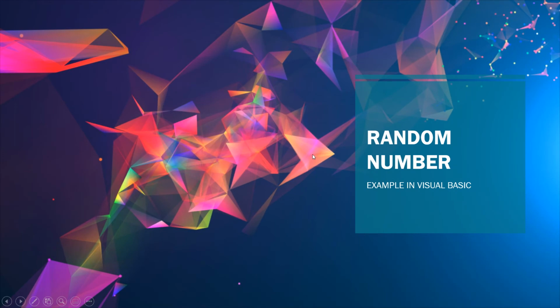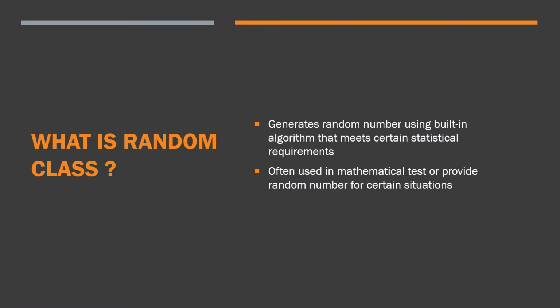Hello guys, and welcome back to our next Visual Basic application examples, and today we will be looking into random numbers. So in Visual Basic, how do we actually generate random numbers? Random numbers can be generated through the Random class, and these numbers are generated using the built-in algorithm within Visual Basic. You can often use random numbers in certain mathematical tests or in any situation where you would need a random number.